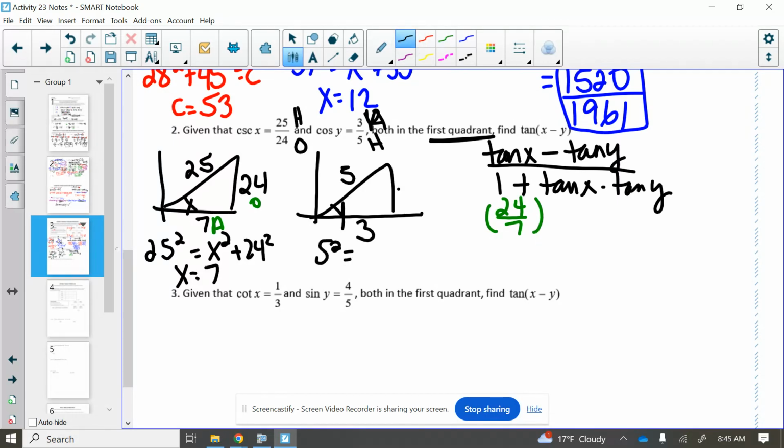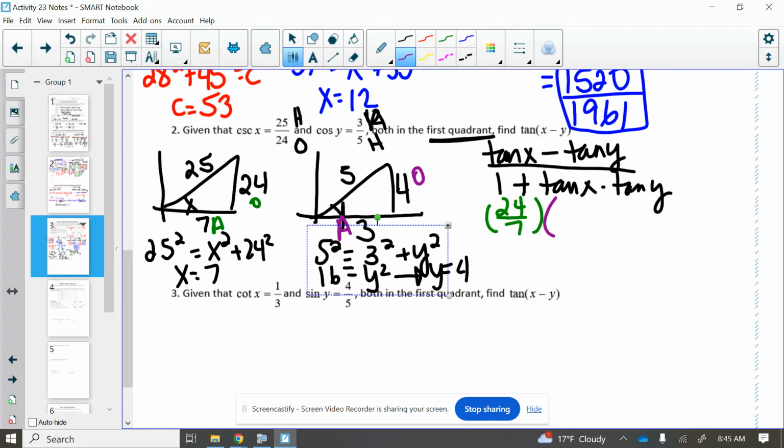In our second one, we need the opposite side, so again, we need this y value over here. Very similar setup. 5 squared is going to equal x squared plus y squared. Subtract it over, we get 25 minus 9, which is 16. So our y value this time is 4. So we'll call it a 3, 4, 5 right triangle, which means our tangent for this one, opposite over adjacent, is going to be 4 over 3.